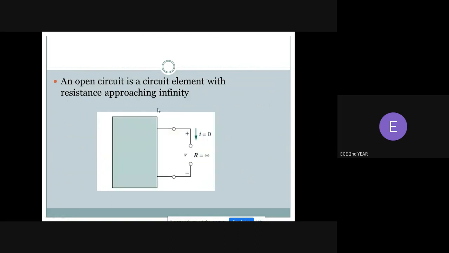An open circuit is a circuit element with resistance approaching infinity. In a network with an open circuit condition, the current I is equal to zero, and we have some potential difference between the two terminals, with resistance approaching infinity. So clearly, in a short circuit condition the resistance is zero, and in an open circuit condition the resistance approaches infinity.